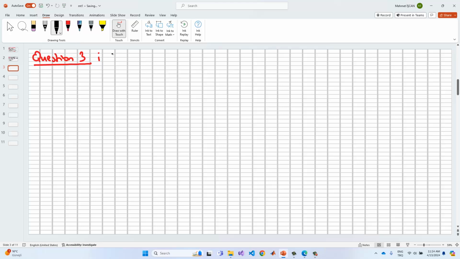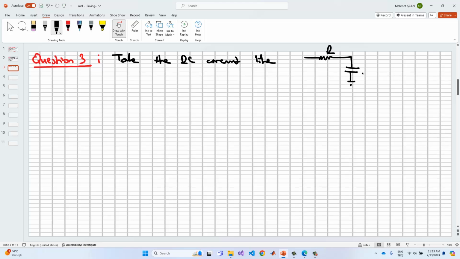For example, take the RC circuit. We can draw the RC circuit in here just like this one. We have one resistance value and one capacitance value, R and C, given in here. And so we can apply the V in, and we can take the output values of the V out.